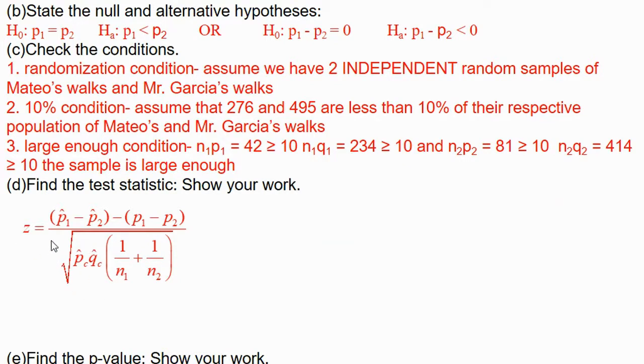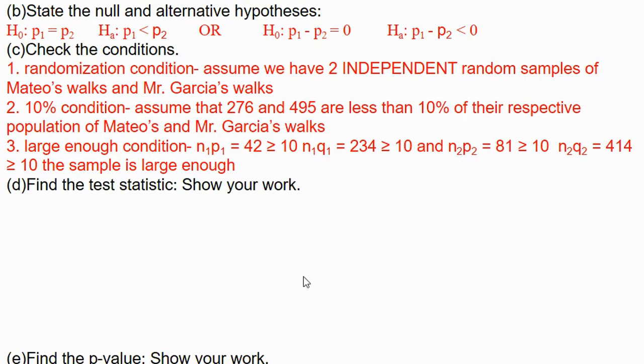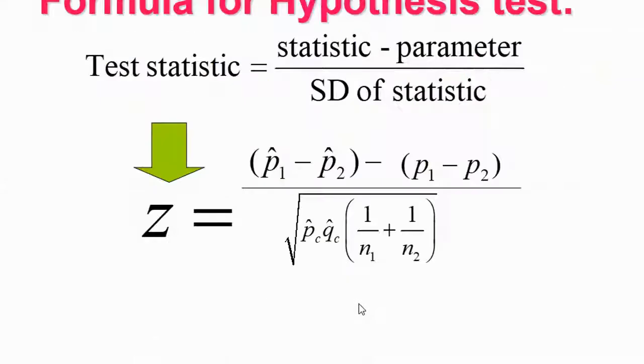Z equals P hat 1. So we need to find the proportion of times that Mateo fell over, minus P hat 2. So find the proportion of times that Mr. Garcia fell over. We're going to substitute him. Minus P1 minus P2.